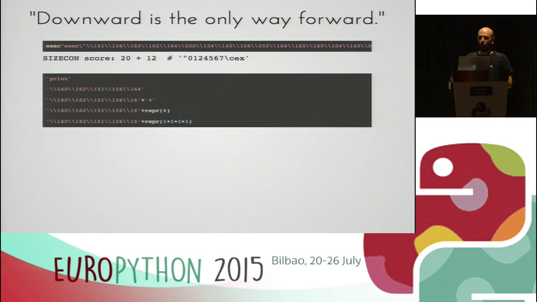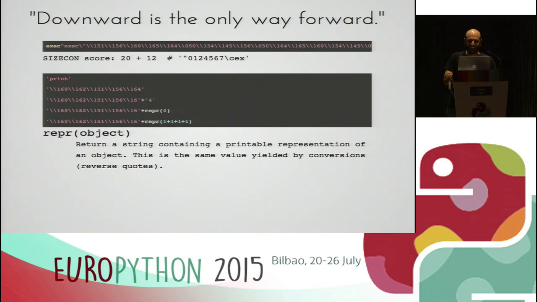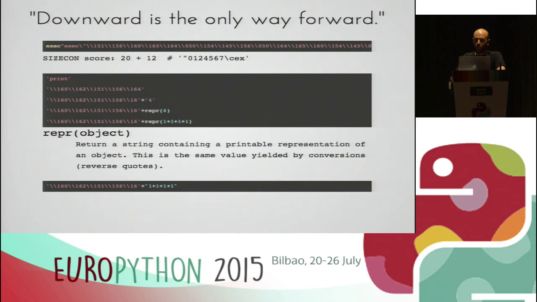How can we shorten repr? Any taker? Sorry? I don't. Yes, conversions. Actually, repr, if you look at the man page, returns a string containing a printable representation of an object. And this is the same value yielded by conversion, which is reverse quote. I didn't know reverse quote existed before starting to play with short coding, but this is great. You throw all the parentheses and wrapper away, and you just get back quotes.